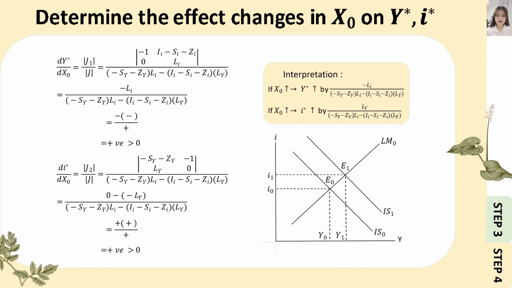With the IS-LM graph, we can prove that our answer is correct. When autonomous exports increase, income will increase as well. And when autonomous exports increase, the interest rate will also increase.